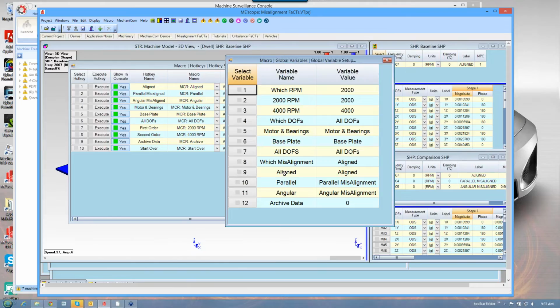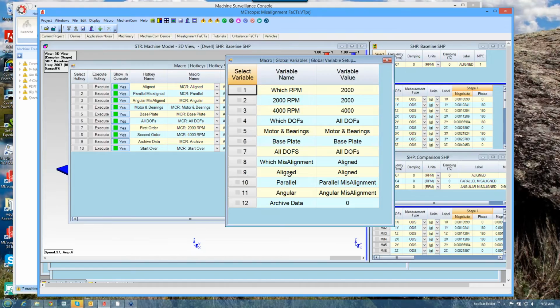So I can check the variable which misalignment is it equal to: parallel, angular, or aligned, and then do different things. Basically, we're just going to display different things. Archive data 0 or 1, that could be true or false. Basically, if it's a 1, it's true. If it's 0, it's false. We could actually define a true and false variable and then set the archive data to true or false. So we'll see how those all get used here in a minute.